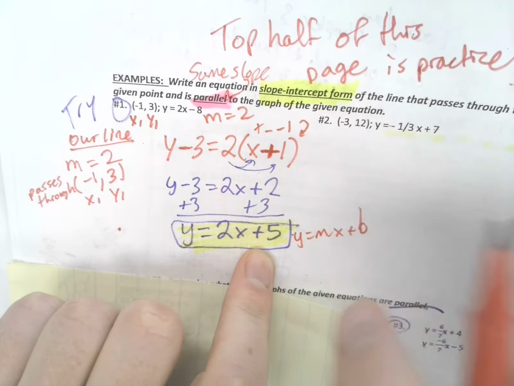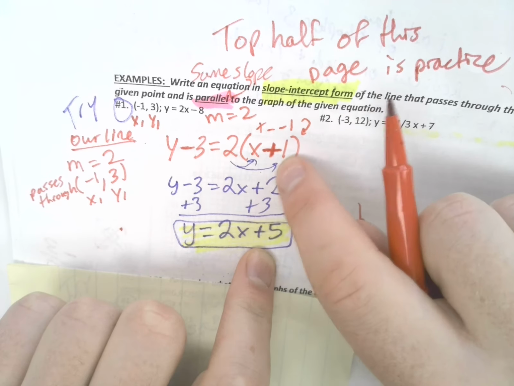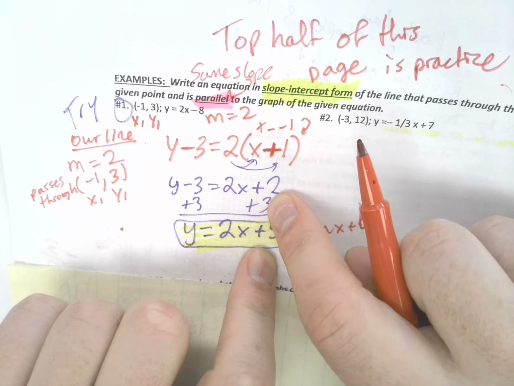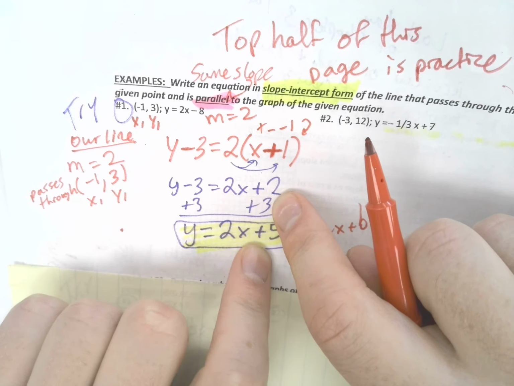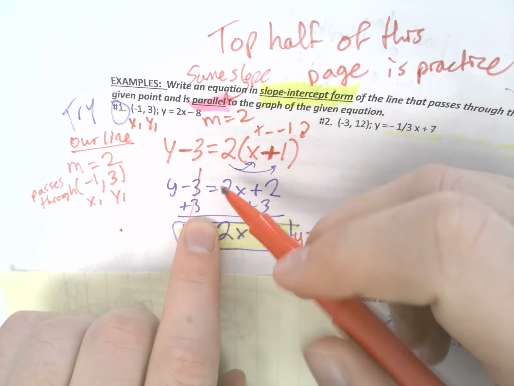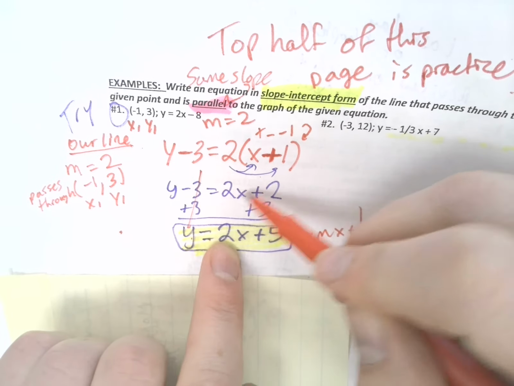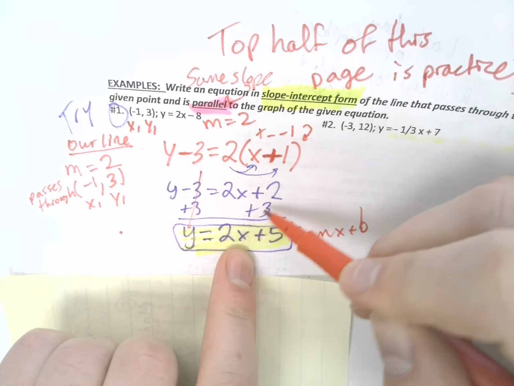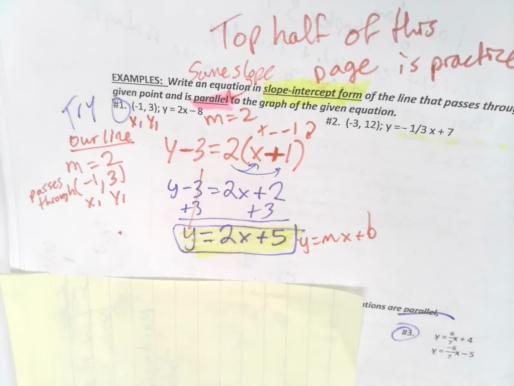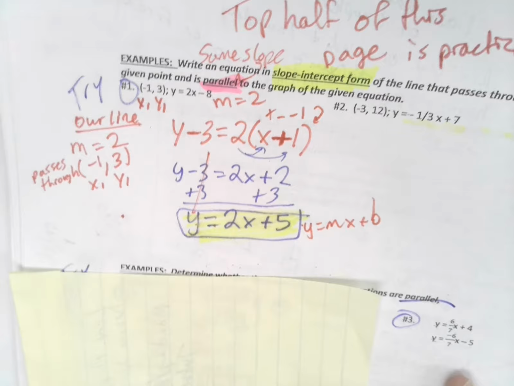So first step, distribute. We've got to simplify this. 2 times x is 2x, 2 times 1 is 2, and then get y alone. So if there's y minus 3, add 3. So y equals 2x plus 2 plus 3, which is 5. So the toughest problem is knocked out right there, guys.